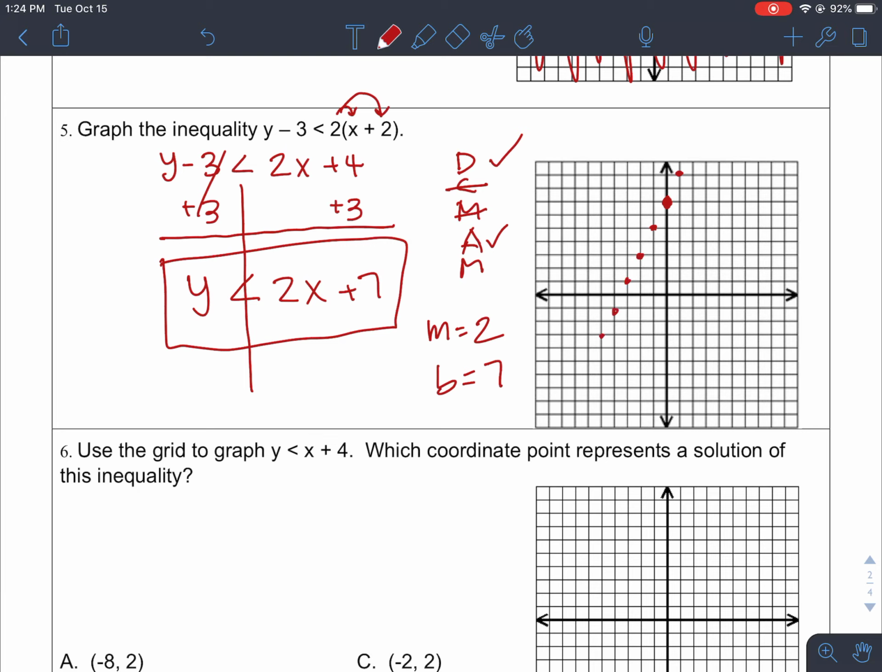Okay, y is just less than, it's not equal to, so that means it'll be a dashed line. And it tells me that y is less than. So I'm going to be shading below the line. So I'm shading all the y values that would be below.